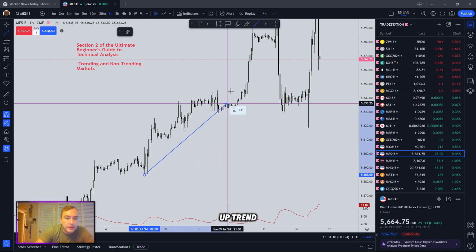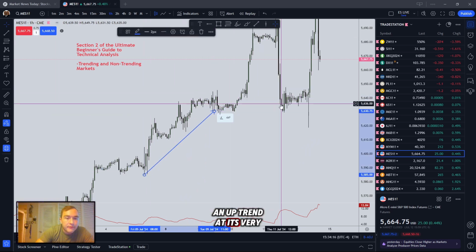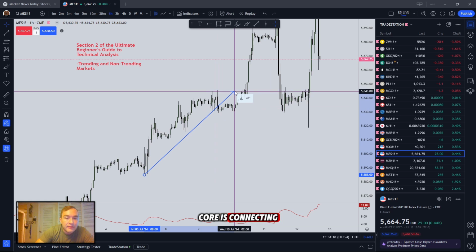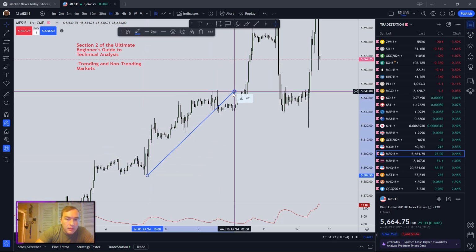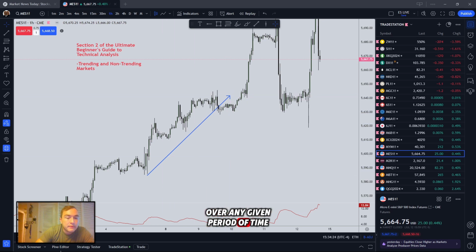An uptrend at its very core is connecting two or more lows over any given period of time, where the first low is lower than the second low. In other words, guys, an uptrend, a trending upwards market, is a market that forms higher lows and higher highs. So higher highs and higher lows.